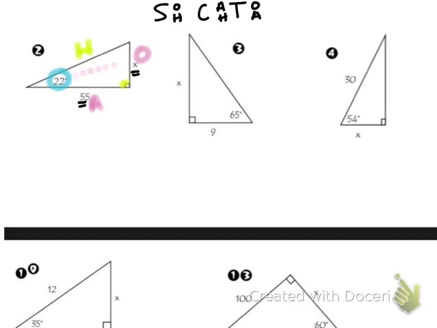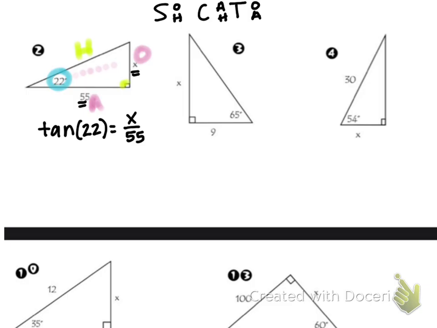So that's the one we're going to be using, tangent. So set it up. Tangent of, and then in the parentheses you put your angle, so 22, equals O divided by A. So O is X divided by A, which is 55. All right. This one has the 55 at the bottom.